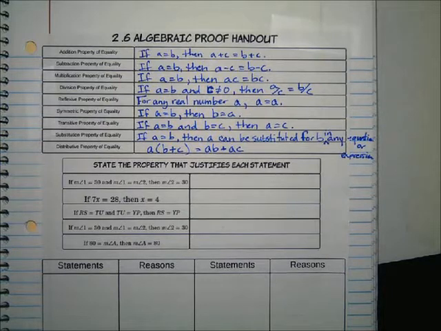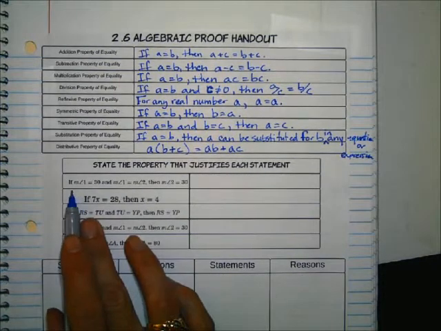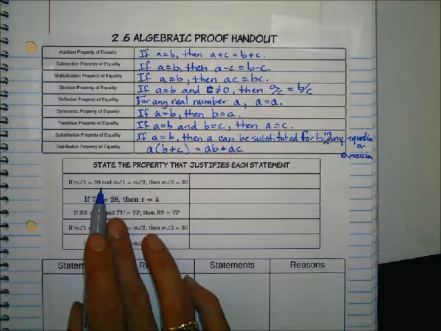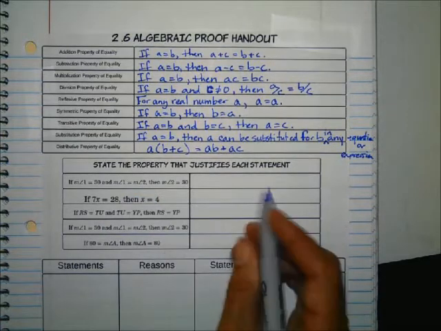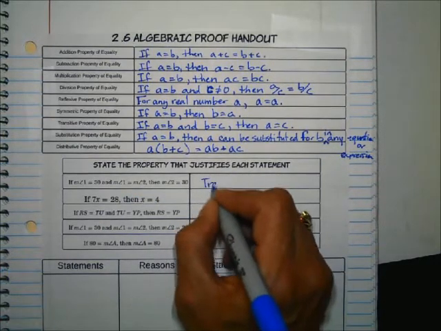All right, the first one. Measure of angle 1 is 30, measure of angle 1 is measure of angle 2, so the measure of angle 2 must be 30. If you wrote transitive property, you did good. Okay, that is the transitive property.